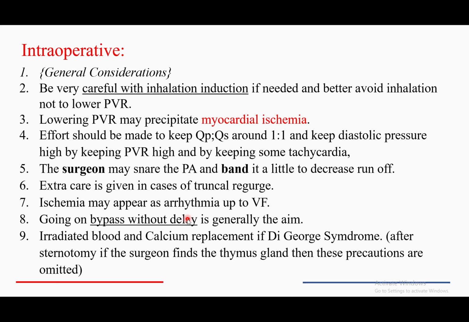So we urge the surgeon to open the patient quickly and then to bend the pulmonary artery. This bending improves the condition dramatically. Just by bending the pulmonary artery, the condition improves, the blood pressure rises, the ECG changes improve or resolve completely. So it's important to put this in mind. Extra care is given in cases of truncal regurg. Ischemia may appear as arrhythmia up to VF. Going on bypass without delay is generally the aim.